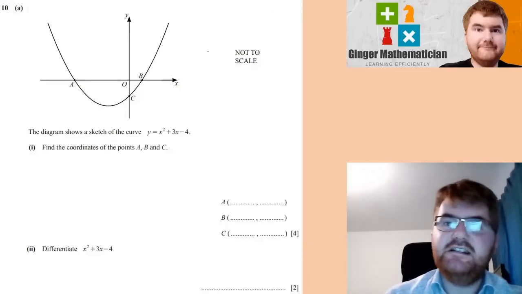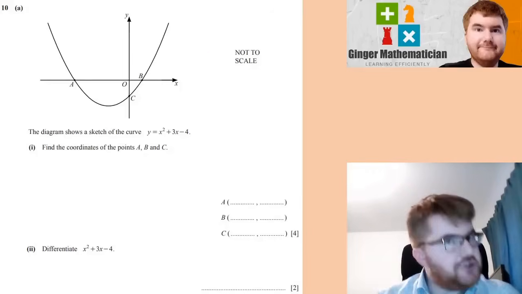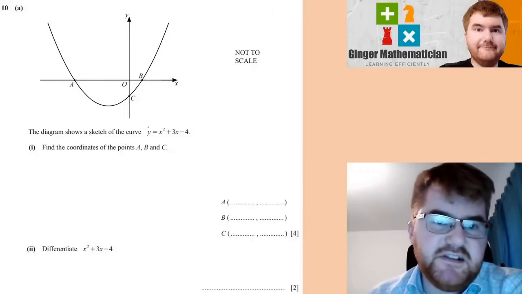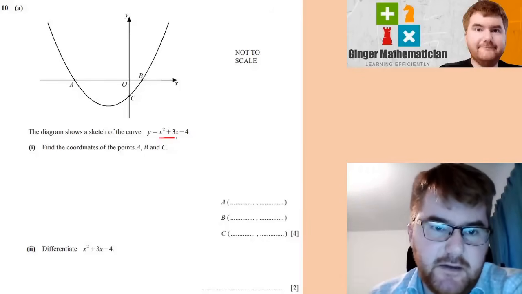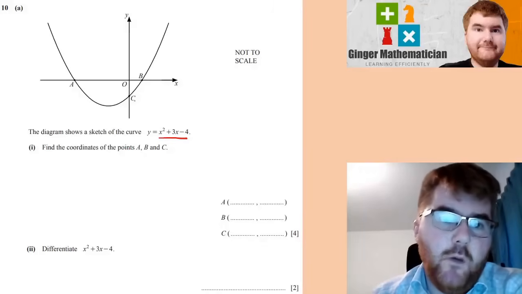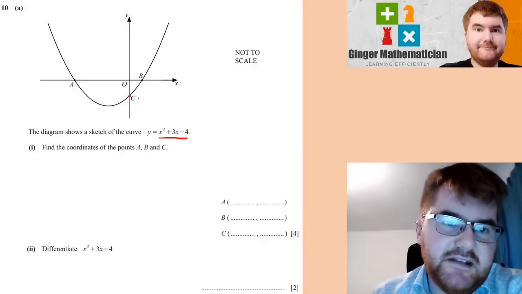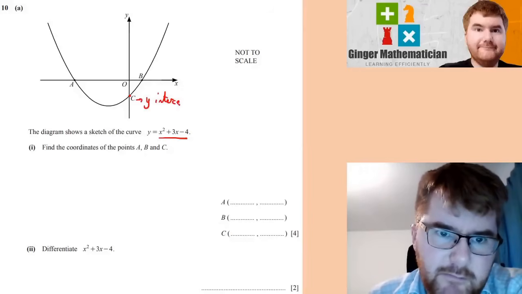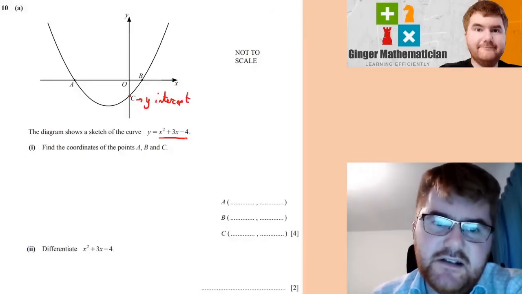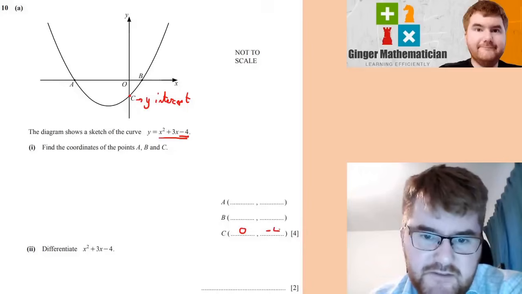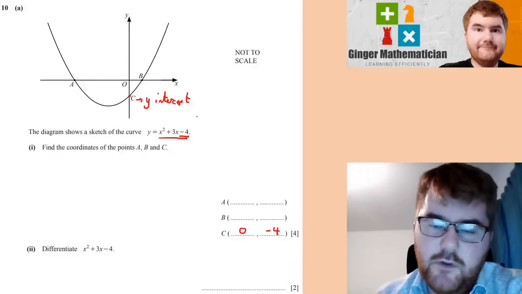Okay, and here's another very typical paper 4 question with differentiation integrated in there. We're going to do some work with curves. So we've got the sketch of the curve y equals x squared plus 3x minus 4, and we need to find the coordinates of A, B, and C. Well, C is the easiest one because that is the y-intercept. The y-intercept, remember, is just the number at the end of the quadratic, so this one here. So that's going to be (0, -4). That was easier to work out.